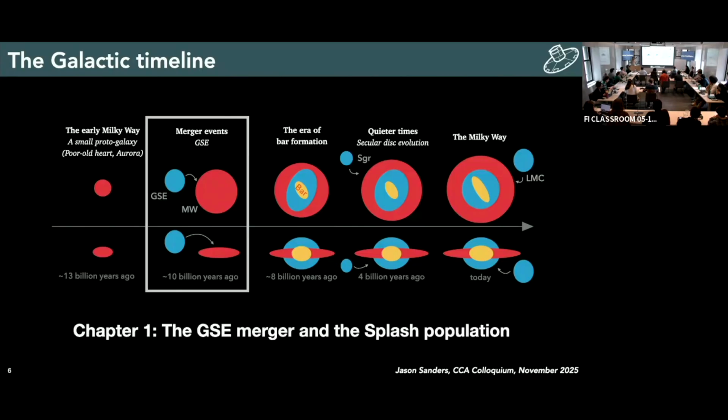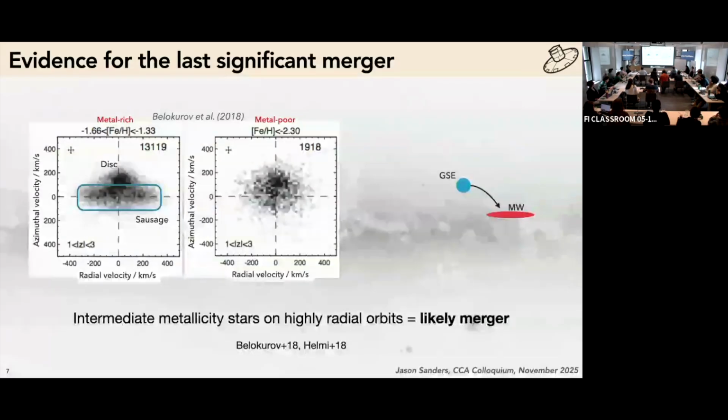So one of the real discoveries with the second Gaia data release has been this evidence for the last significant merger in the Milky Way. And this has been dubbed the Gaia-Sausage-Enceladus, or GSE merger. And this was discovered in the kinematic data from the second Gaia data release.